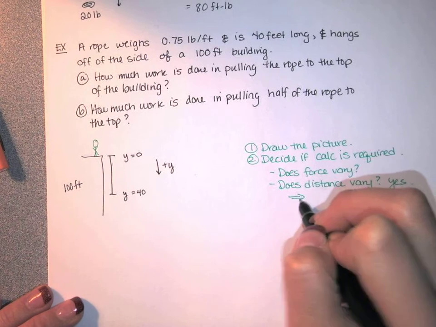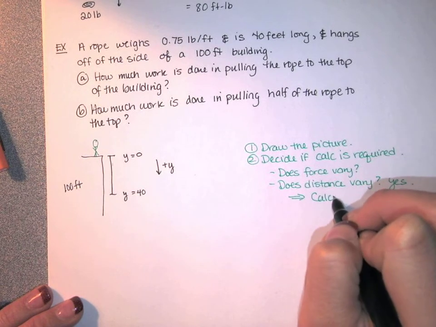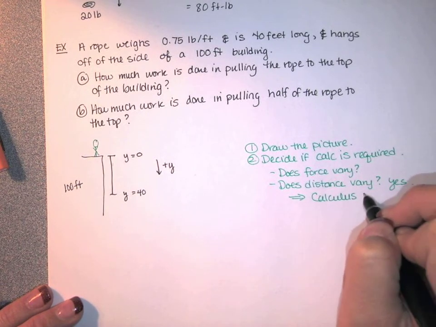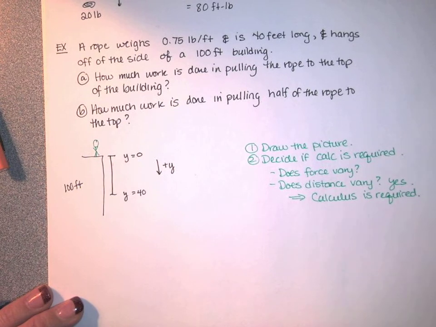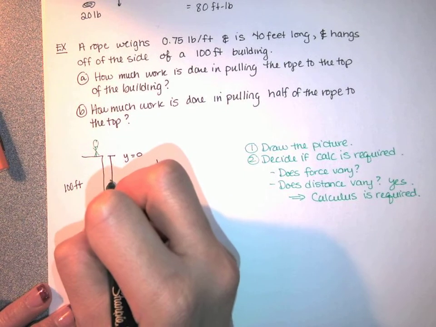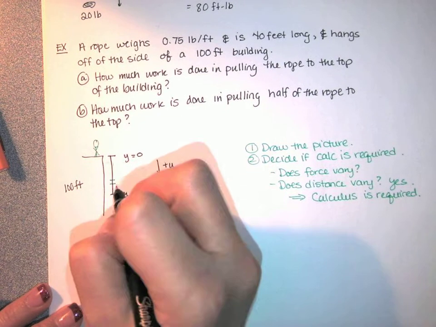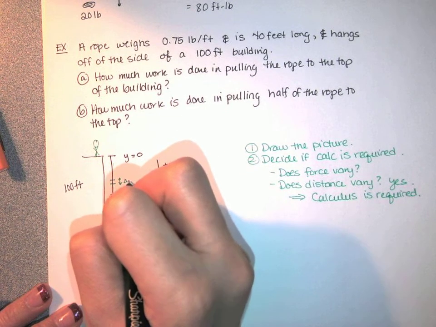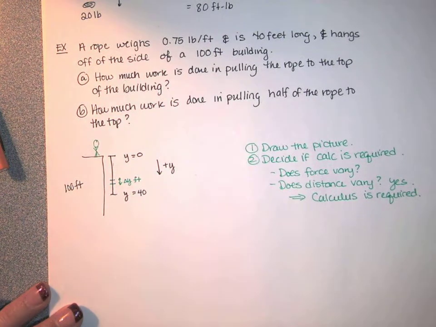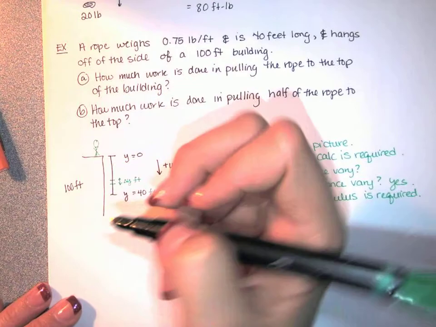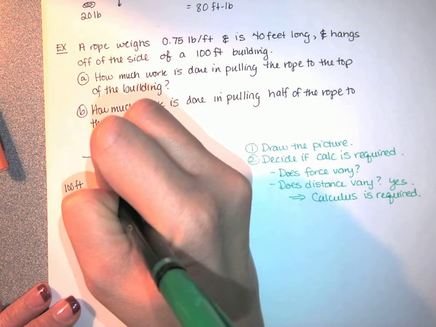And if you say yes to either one of those questions, that means calculus is required. And if calculus is required, we're going to do what we always do. We're going to break this up into n pieces and look at the work on one piece. So let's say this is my piece. It has a length of delta y. These are measurements in feet, so that's delta y feet. And the distance that piece moves through is this distance right here.